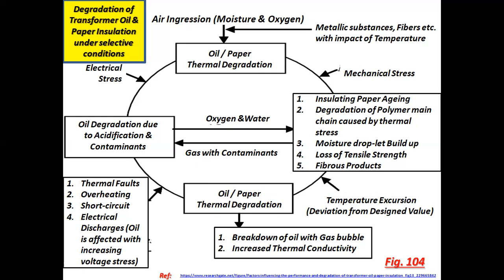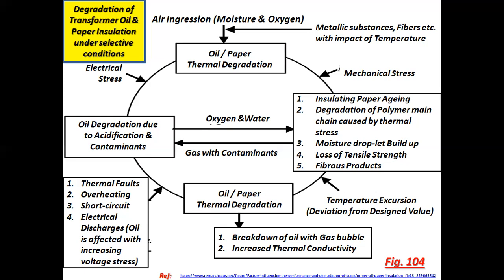Oxygen and water, gas with contaminants. These two processes are actually responsible for oil degradation as well as insulating paper aging.